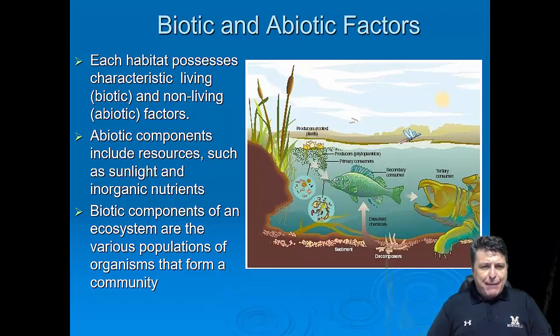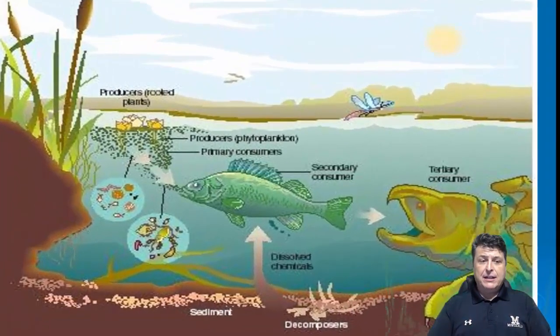So each habitat is going to have living components, which we refer to as biotic components, and then non-living components, which we call abiotic, where the prefix bio means life. And if you put a or an in front of something, it means not. So our biotic components are going to be living things.